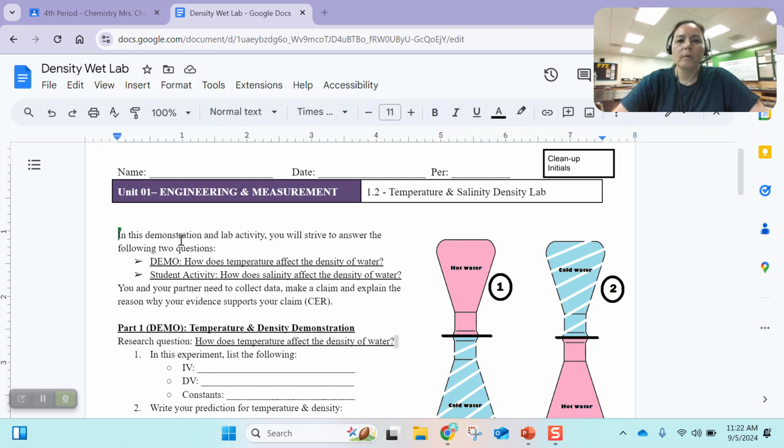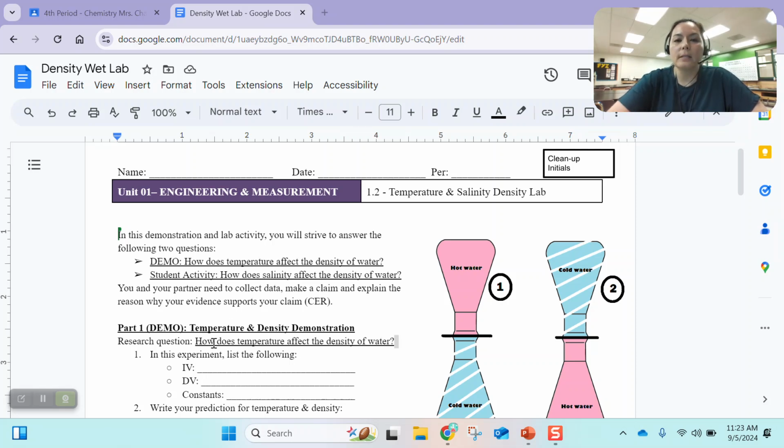So with the demo, we're looking at how does temperature affect the density of water? And with the student activity, instead of using water temperature differences, you are going to be looking at changing the salinity of the water. So either using water straight from the tap versus adding some salt to the water and seeing what that does to the density.